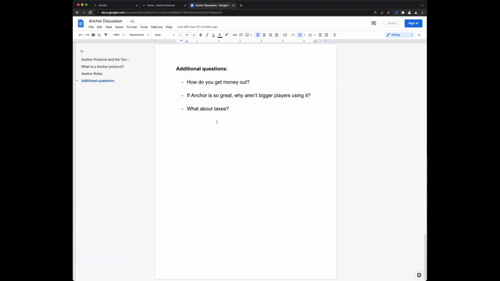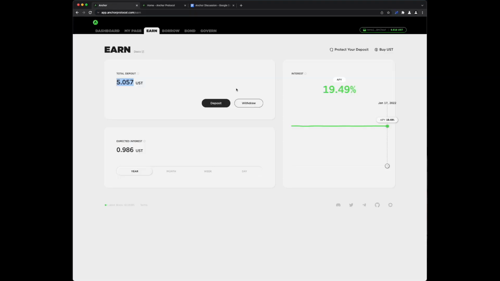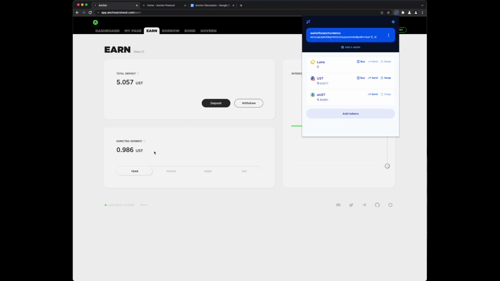And then finally, what about taxes? The cool thing about Anchor is that you're not getting paid interest, like actual interest into your wallet, right? So when I deposit money into Anchor here, like I have in my demo account, I have a deposit value, but what I've actually received is, I sent my UST to them and I got this AUST back. My analogy before was that this is like your coat check ticket. So you can take this AUST and turn it back into Anchor and get your UST back out.